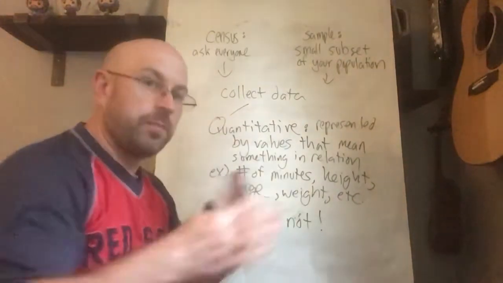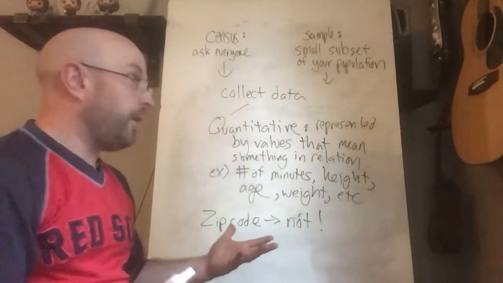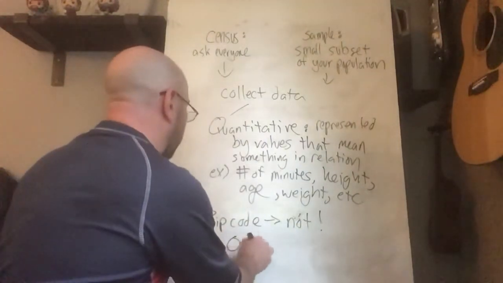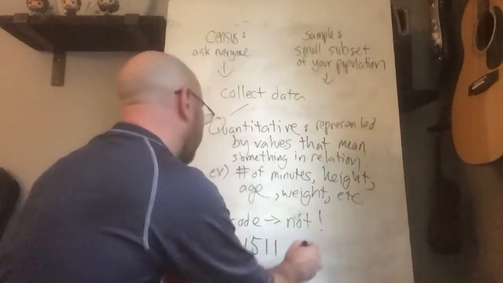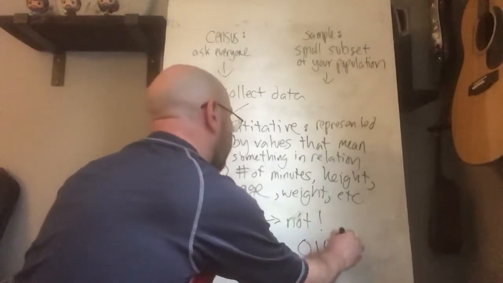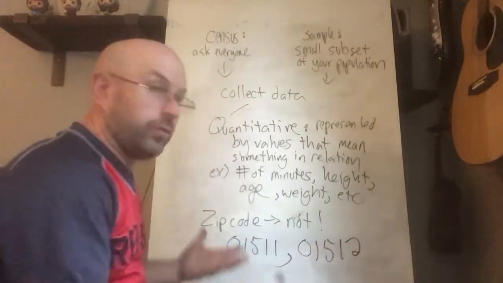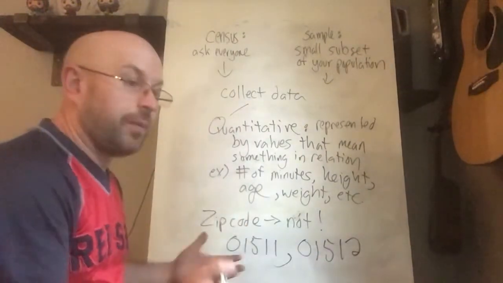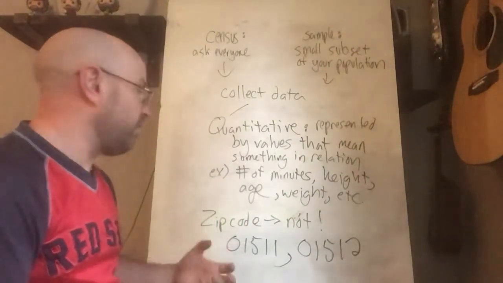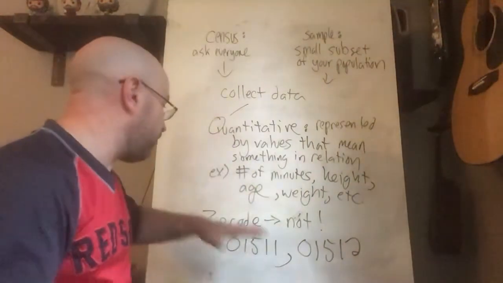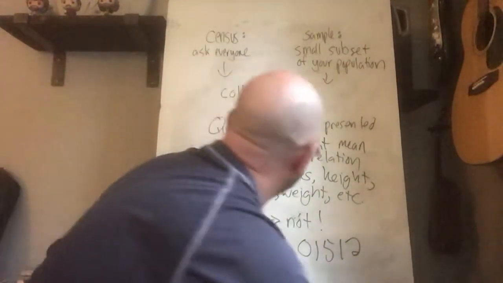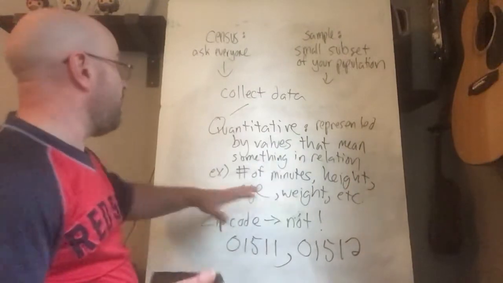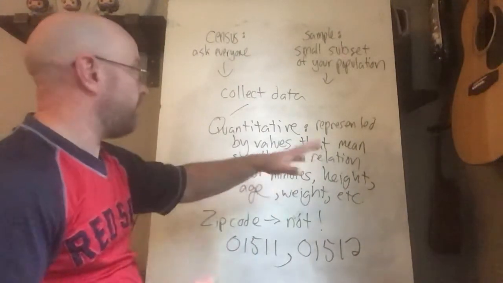A zip code is represented by numbers, right? But you can't say that 01511 is any different than 0512, right? There's no real ordinal values here. It doesn't mean this is less than this when you're talking about zip codes, right? Because they don't necessarily represent quantities or measures. They're just numbers assigned to describe something. So that would be an example of numbers that aren't necessarily quantitative.